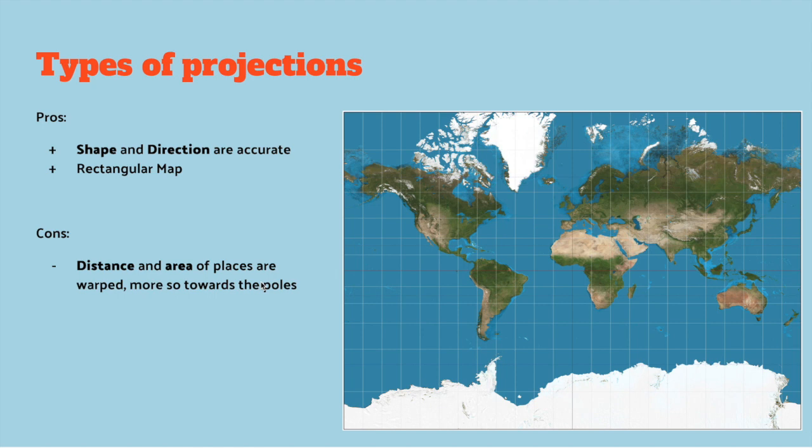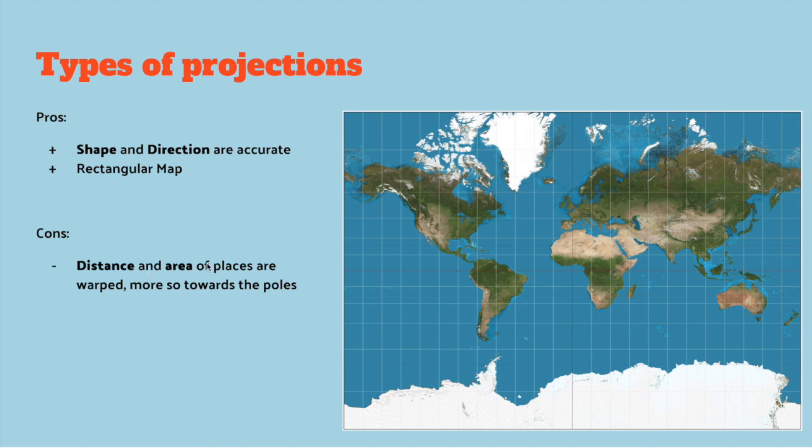Let's next look at the types of projections. So there are multiple types of projections. So here's the first one. This projection is called a Mercator projection. Pretty much, it represents the shape and direction accurately, but it distorts distance and area a lot.